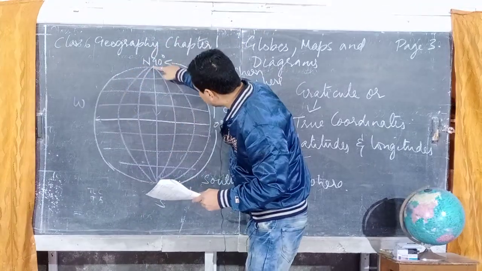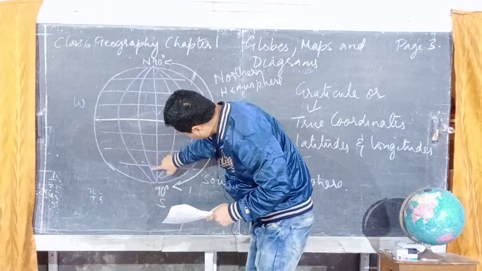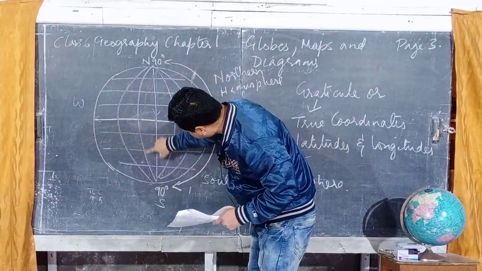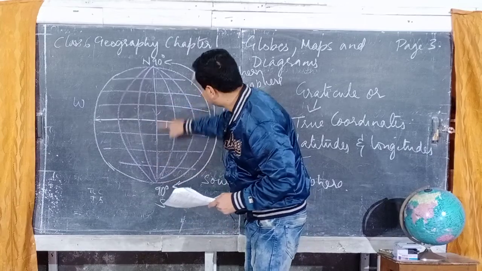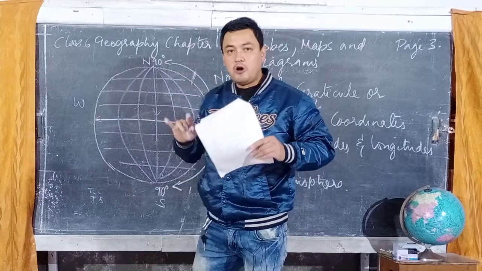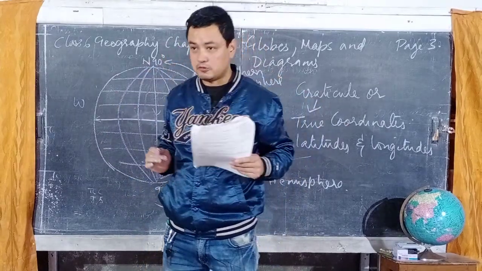Now these lines all come together at the poles. This line is coming at the poles, this line is coming at the poles. You can see the upper part also. So all these longitudes are coming to the poles. They are merging at the poles. Are you understanding?